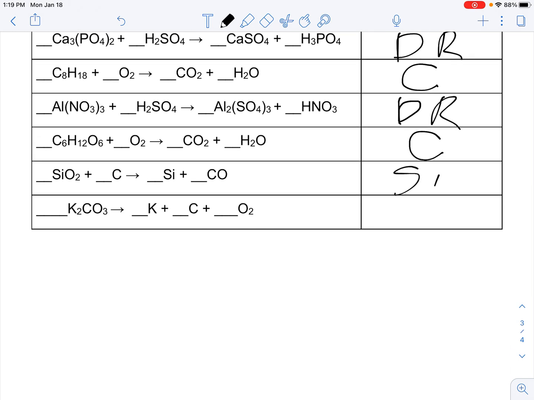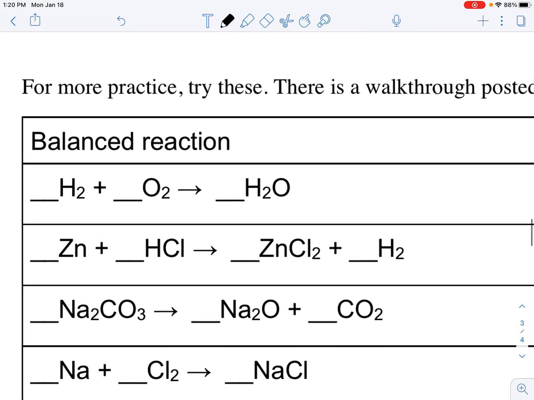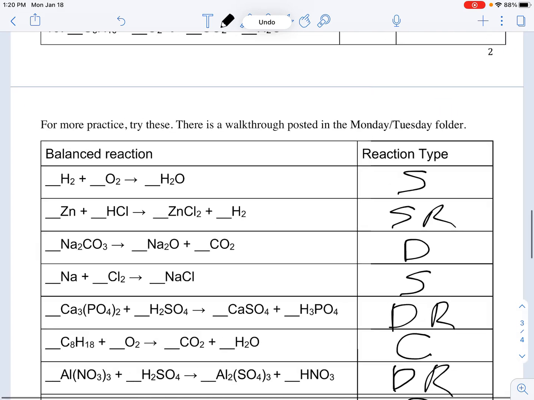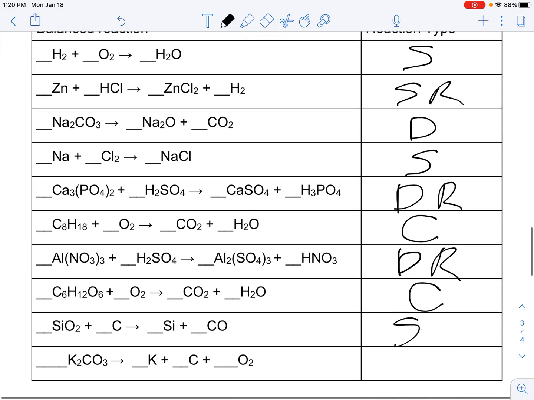Here I have single replacement because I have an element and compound on both sides. And then here I have decomposition because I have one reactant. Okay, so just go back and pause there if you need to double check. Oh, sorry, this should be decomposition. Okay. So pause if you need to.